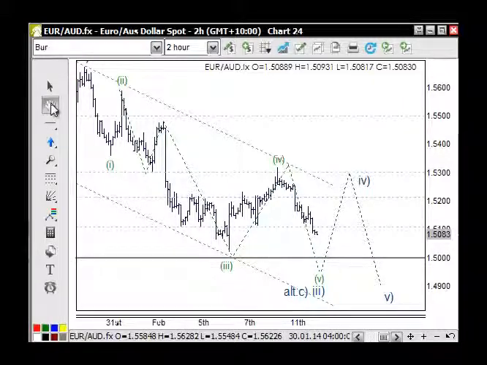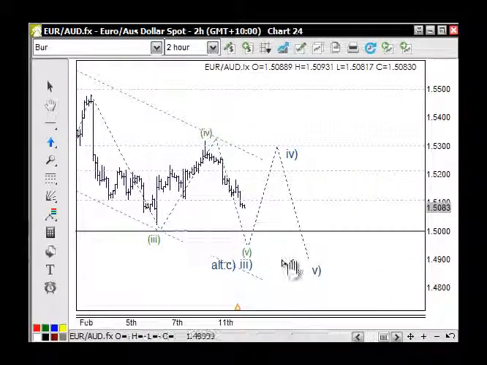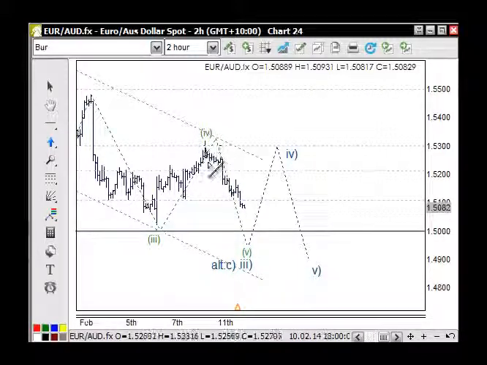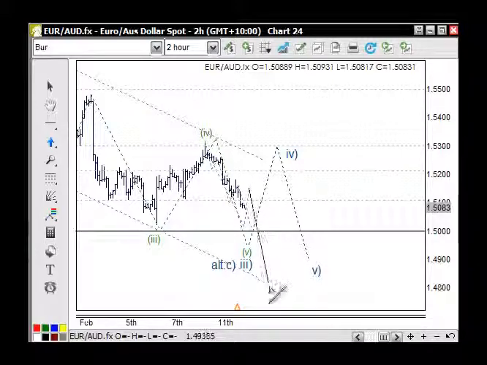Now, this situation here could get a little bit larger. I can see that we're getting 5 waves down to this point here, so we may get 5 to here, but we also may get this situation where we get 1, 2, 3, 4, and 5 and go much lower through here.